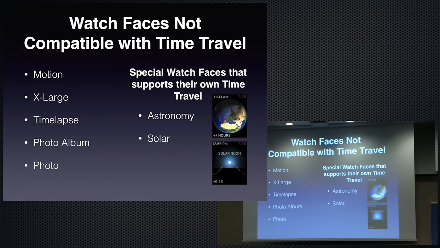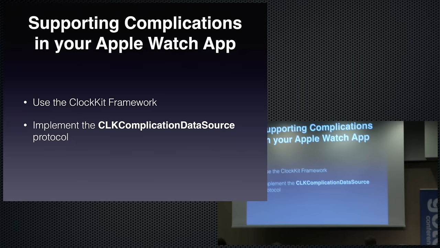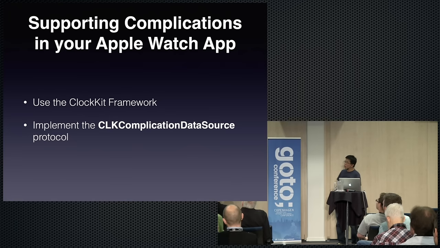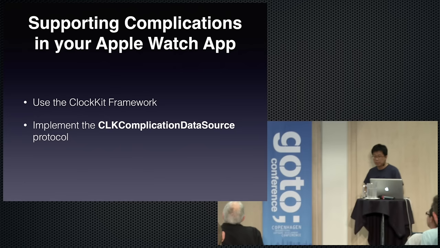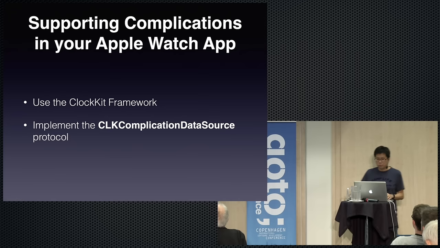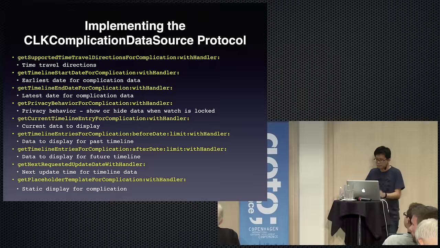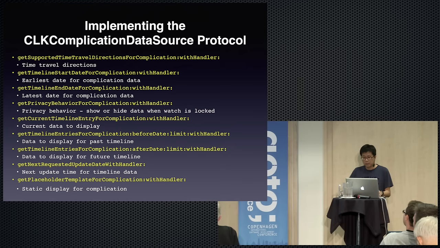Okay, now let's move on. So as a developer, how do you actually support complications in your app? You make use of this framework known as the ClockKit framework. And you simply need to implement the CLKComplicationDataSource protocol. So those of you who are familiar with iOS development, again, it is the usual protocol and delegate design pattern. So you just need to acquaint yourself with this protocol and implement the methods inside it.